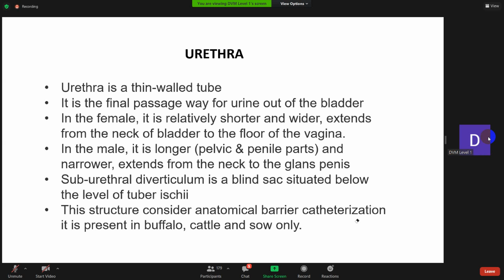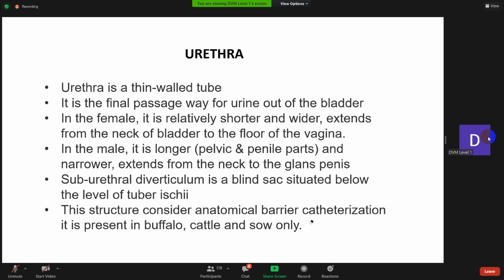The urethra always starts from the neck of the bladder, and it extends up to the floor of the vagina in the female, but up to the glans penis in the male. And the urethra has a special structure in cattle and buffalo, the suburethral diverticulum. It is located below the urethra, that's why it is called suburethral, sub meaning below, and it is important for catheterization.